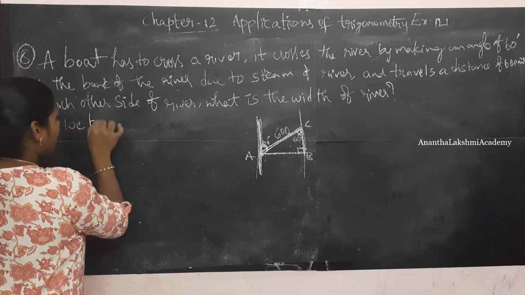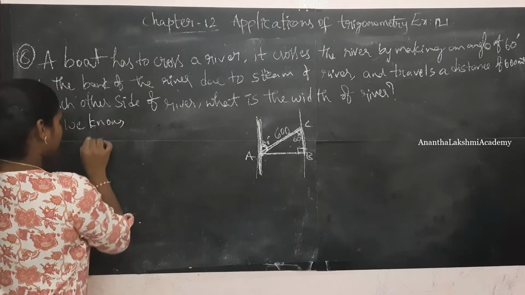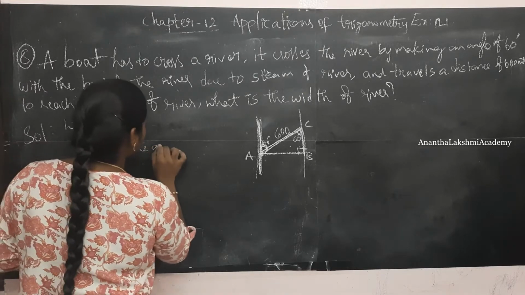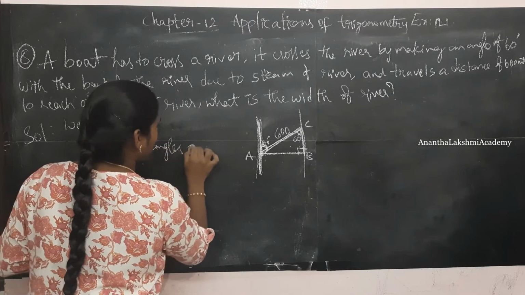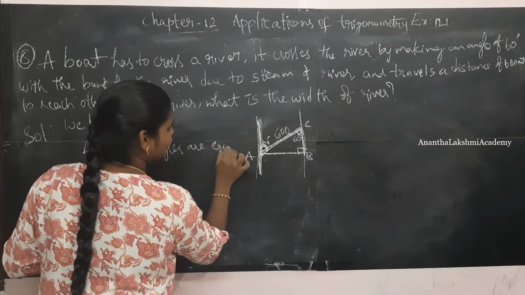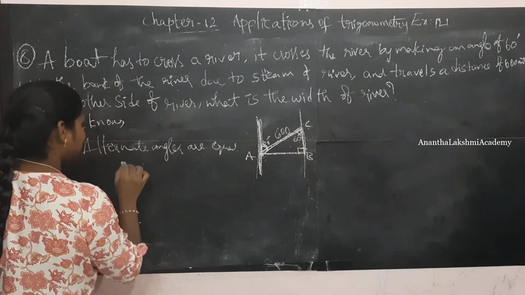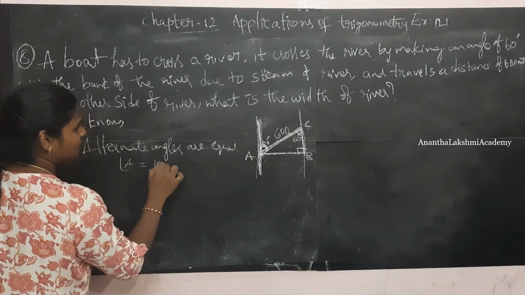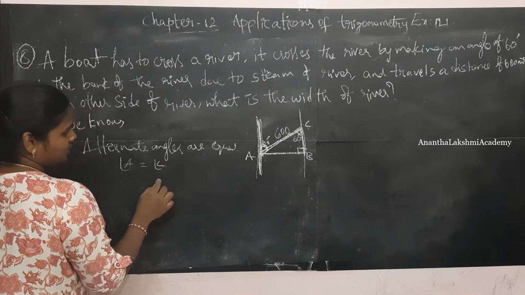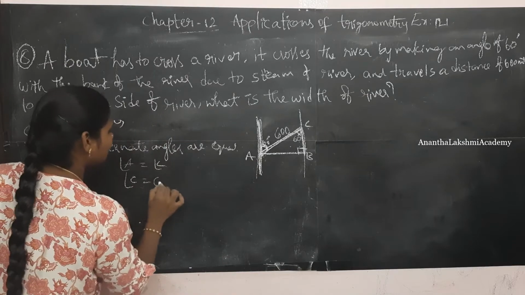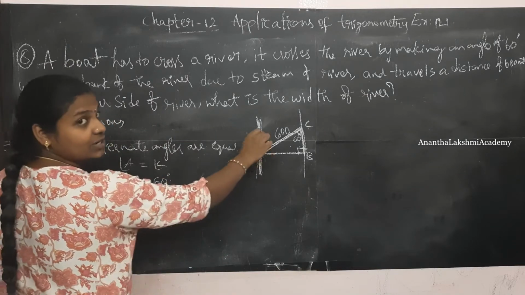We know alternate angles are equal, and hence this side of angle A has become angle C. Okay, so angle C has become 60 degrees, which is outside of this triangle.